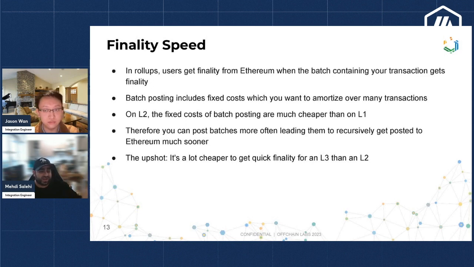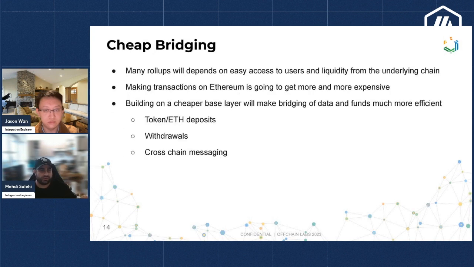transactions much faster. So finality speed, which is super important, is much faster on L3s, because it's cost efficient to send batches more frequently. Also, this is super important for example for gaming.